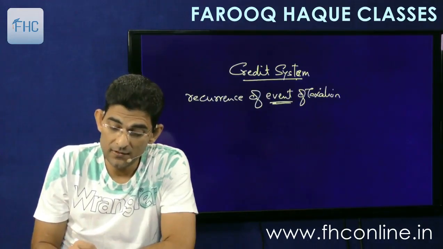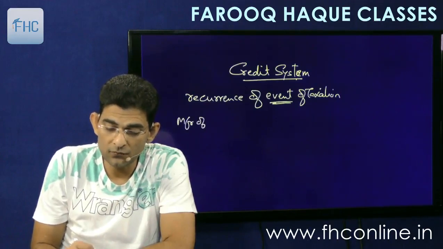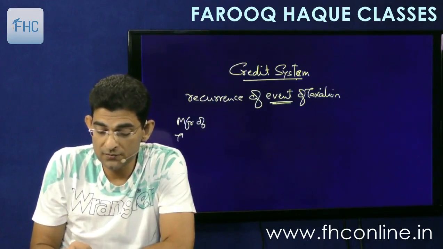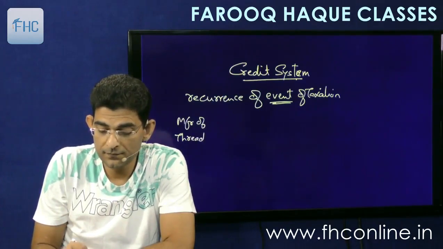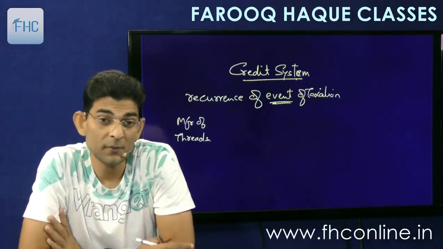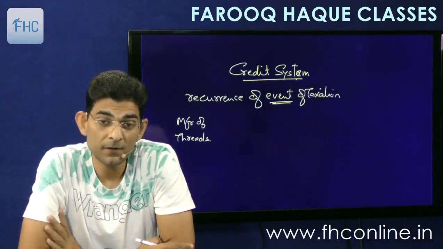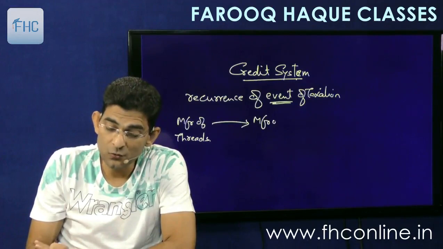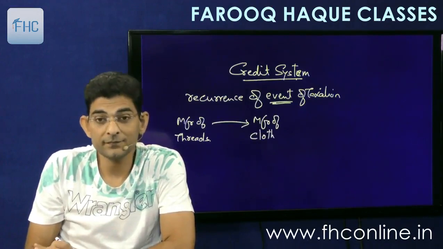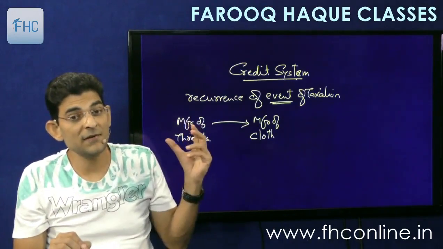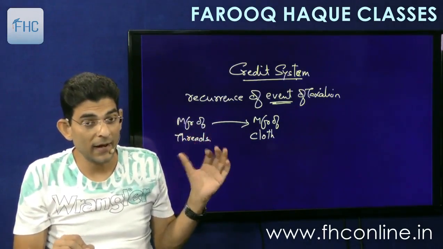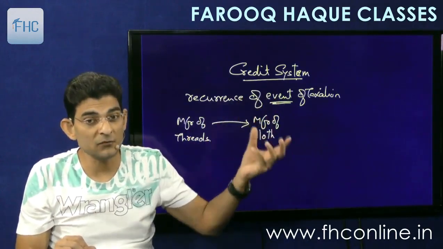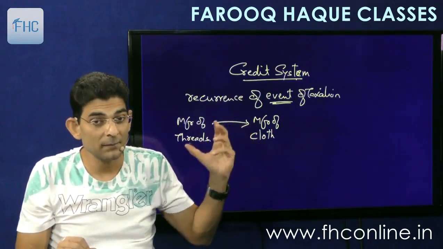For example, here is a manufacturer of what we call threads. He'll bring cotton as a raw material and manufacture thread out of it. Then he sells the thread to a second manufacturer of cloth. So see, his event is manufacturing, and his goods go to another manufacturer who again makes something else out of it. So it is again manufacturing. So it is a recurrence of event, manufacture, then again manufacture.